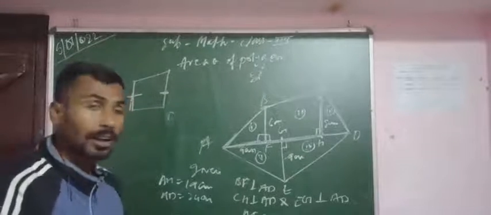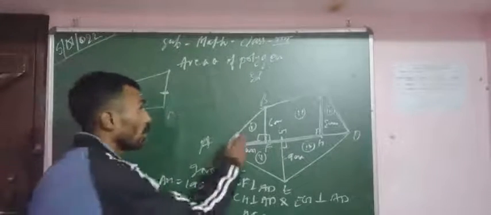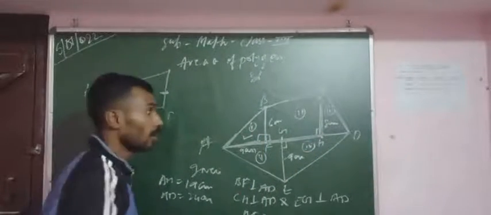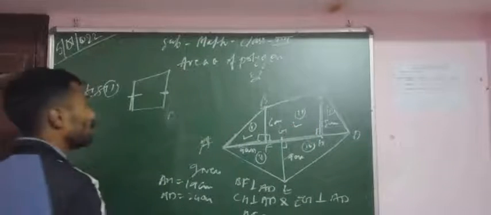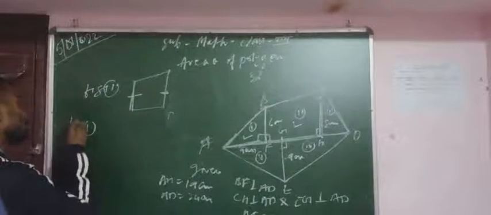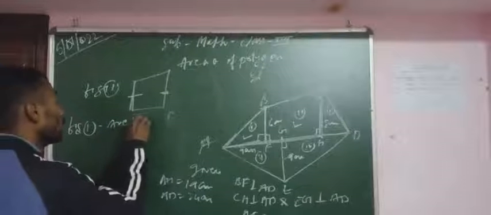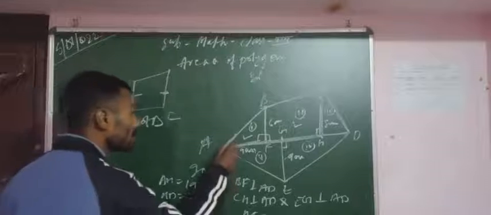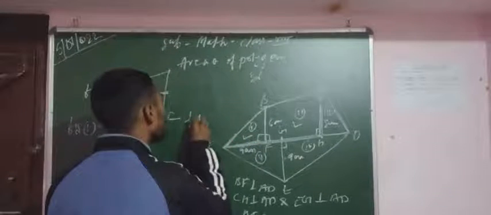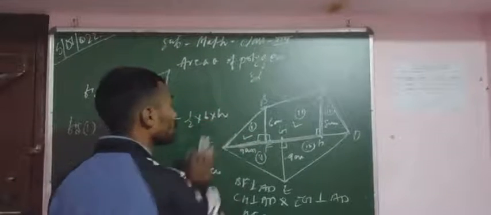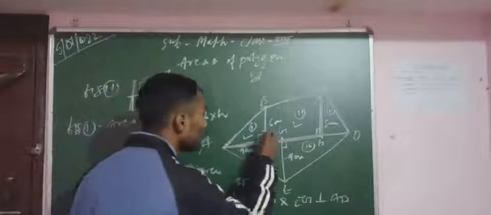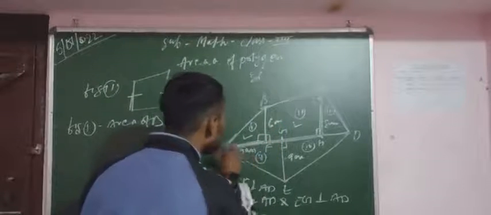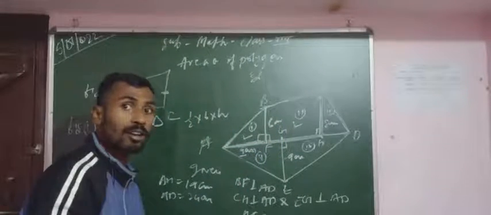There are 5 geometrical figures inside the polygon. So 1, 2, 3, 4, 5. First of all we will calculate the area of this triangle, and then we will calculate the area of the trapezium. So for figure 1, area of triangle: 1 by 2 into b into h, base into height. Now look at this. This is the base and this is the height of the triangle. The height of the triangle is 6 centimeter and the base of the triangle is 9 centimeter, which is always given.